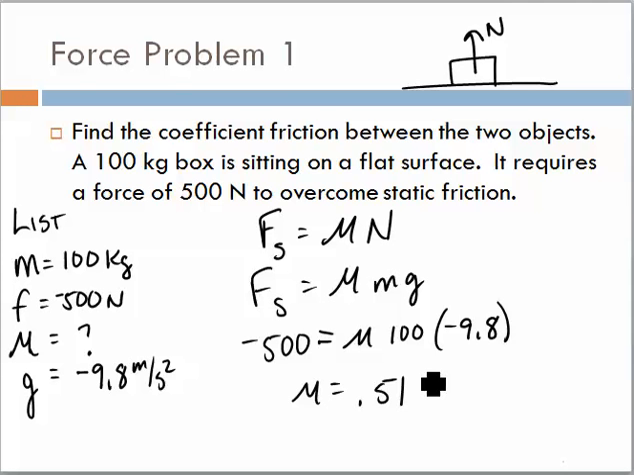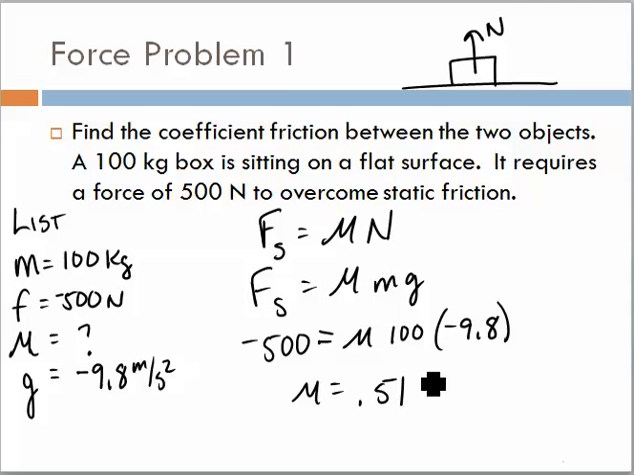If you get a mu of greater than 1, I advise you to rework that problem. What I want you to understand is mu, it's like a ratio: how much friction due to the normal force are we going to get? How much of that normal force is being turned into friction?